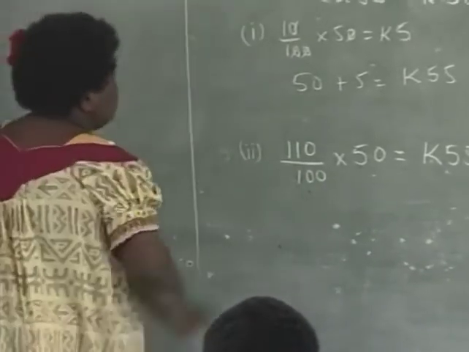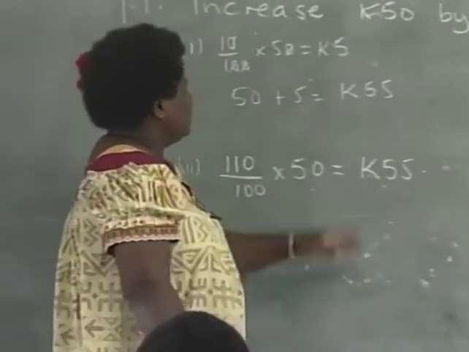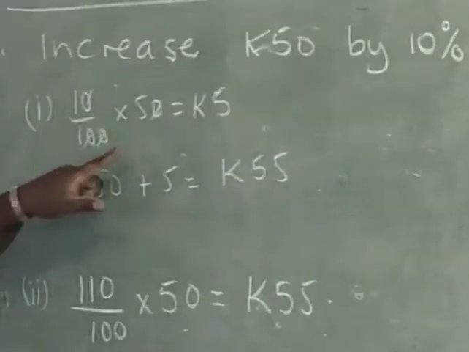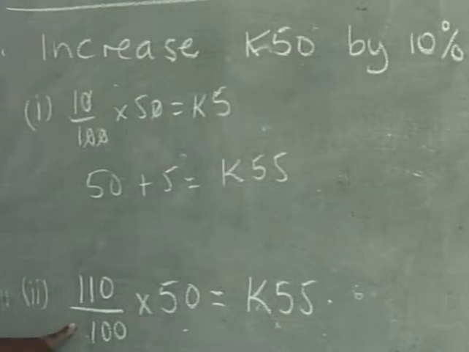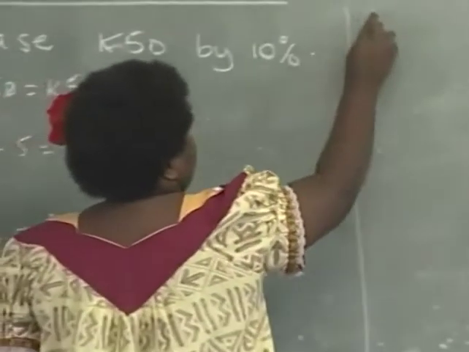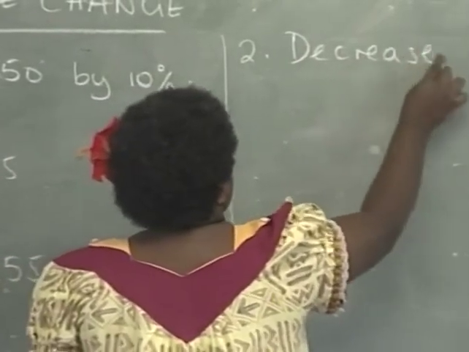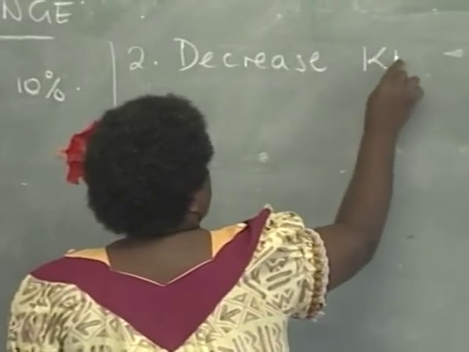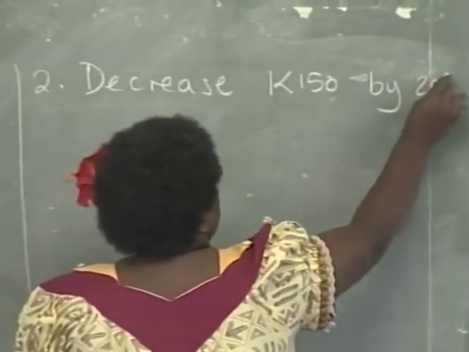Okay, so two methods, you use whichever way is convenient to you. Again, when you increase, you either get 10% of the original and then add it, or you add the 10% to 100%, you get 110% of 50, you get 55 kina. The same will apply if you are decreasing. So if you are to decrease, let's say 150 kina by 20%.